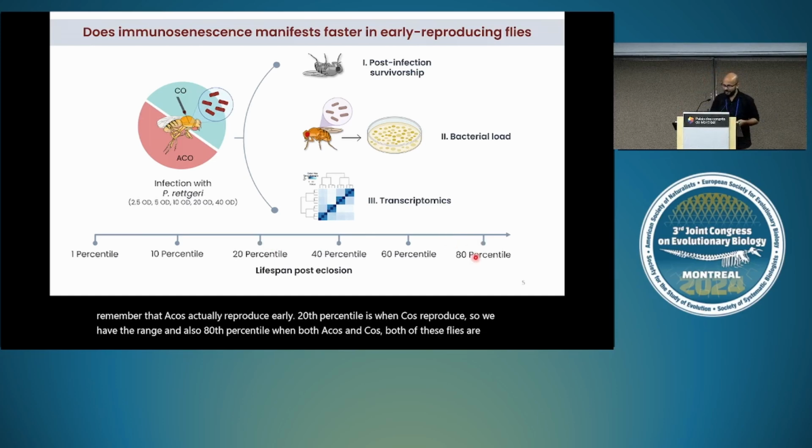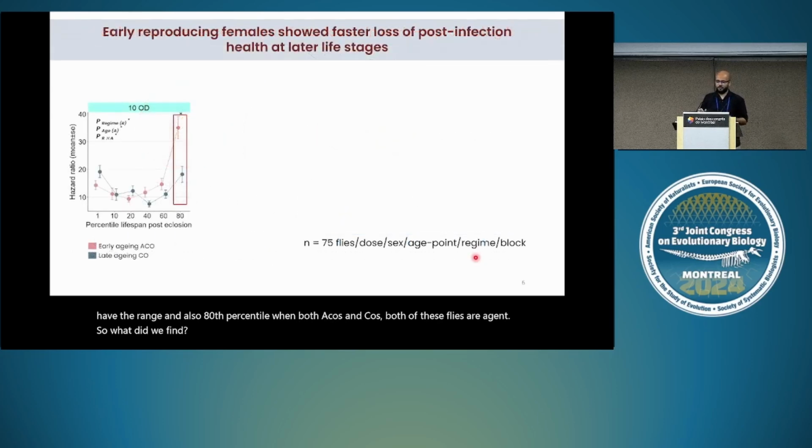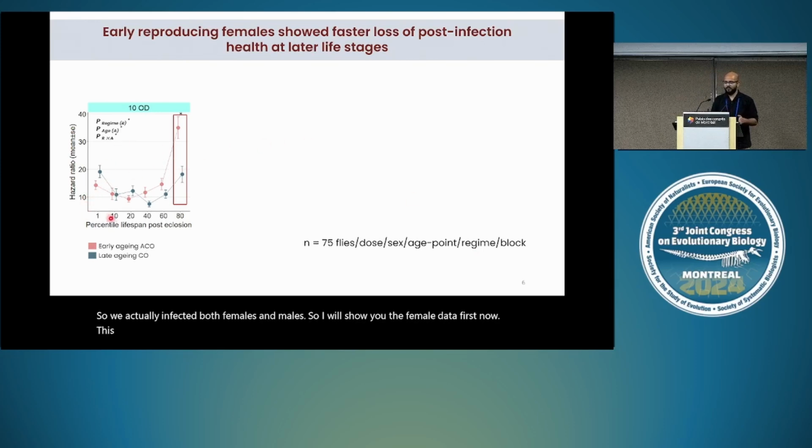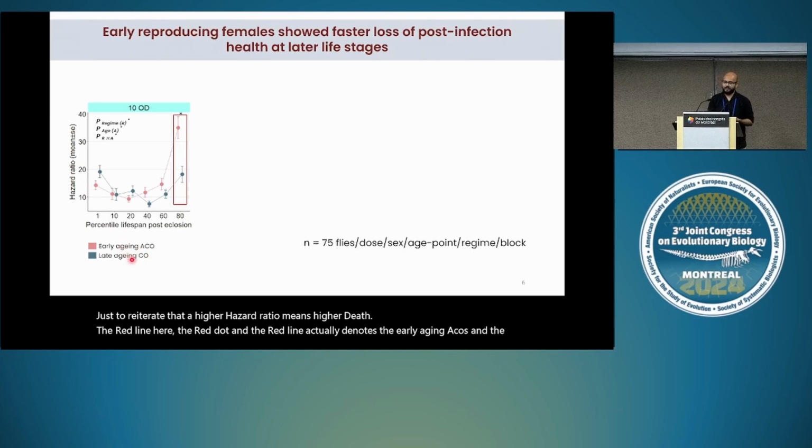So what did we find? We actually infected both females and males, so I'll show you the female data first. Now, this is the same hazard ratio graph. On the x-axis we have age and on the y-axis we have hazard ratio. Just to reiterate, a higher hazard ratio means higher death. The red dot and the red line denote the early aging ACOs and the blue one denotes the late aging COs.